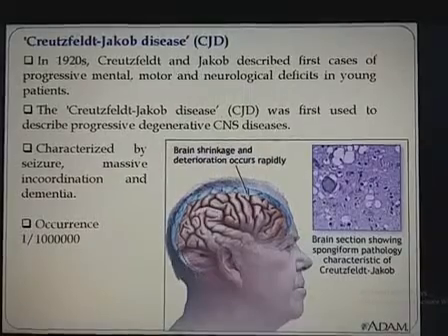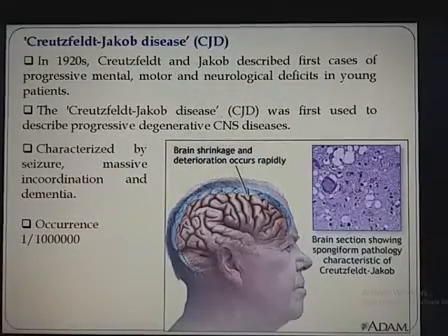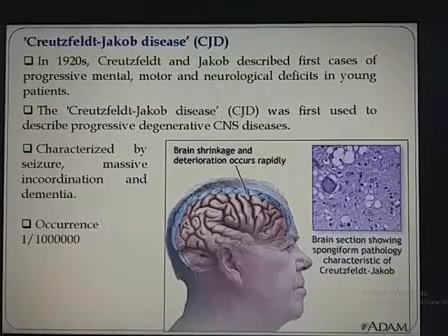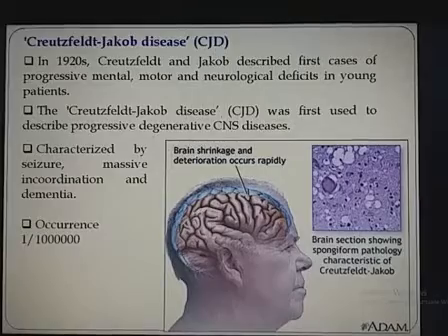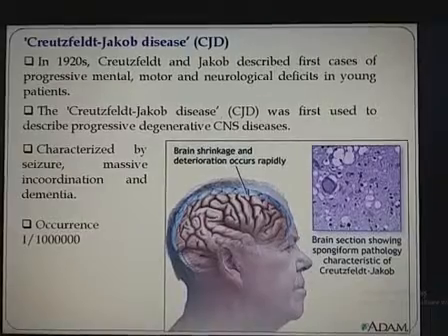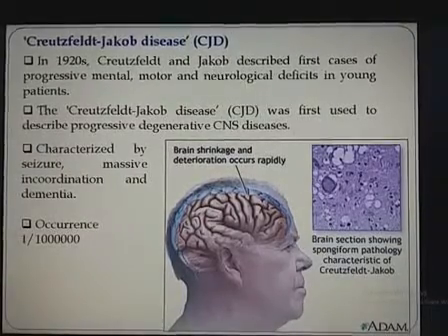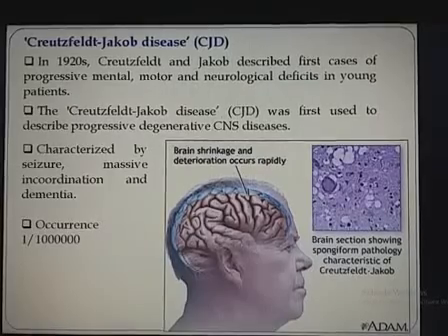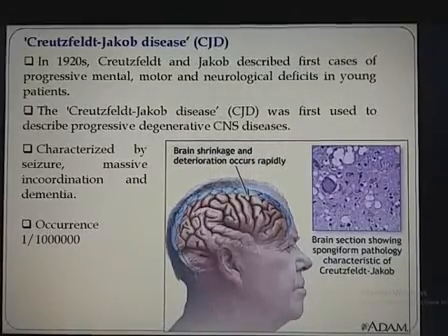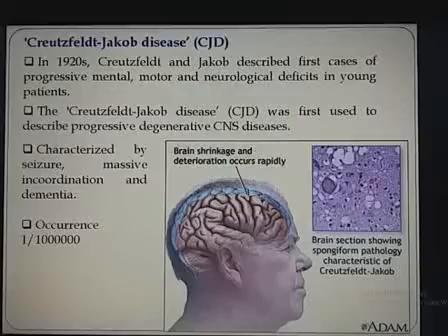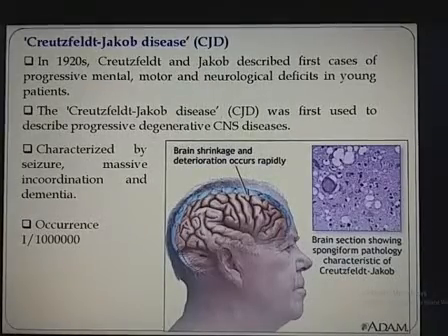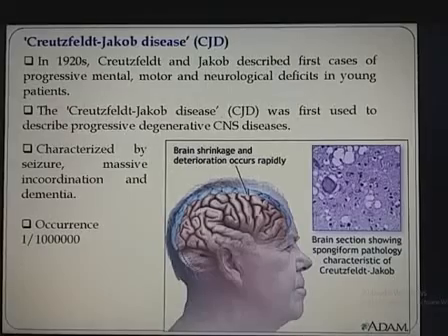Now that particular disease is known as Creutzfeldt-Jakob disease or CJD. So this Creutzfeldt-Jakob disease is the same kind of progressive mental or motor neurological deficit disease found in young human patients. So this is also a neurodegenerative central nervous system disease which is characterized by seizures, massive incoordination and dementia, and the occurrence is about 1 in 10 lakh. So this particular disease occurs only in humans.